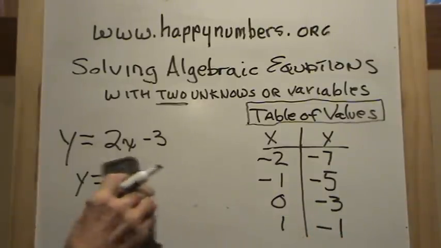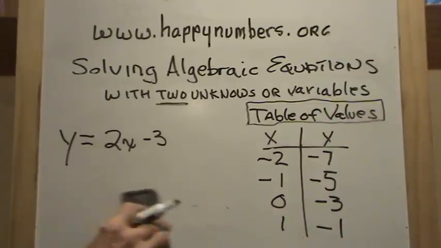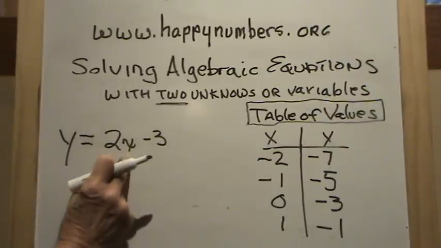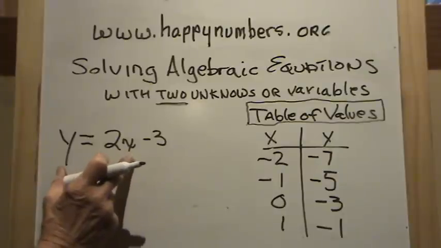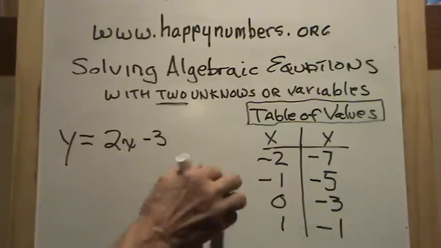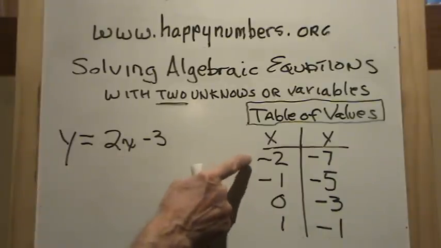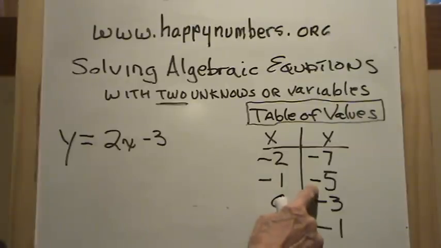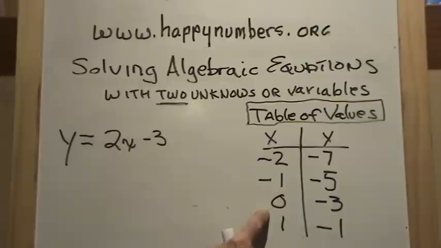So we've set up our values for x, plugged them into our equation that had 2 unknowns, and we were able to solve for y. So if x is -2, then we solved y is -7. If x is -1, y is -5. If x is 0, y is -3. If x is +1, y is -1. Excellent.